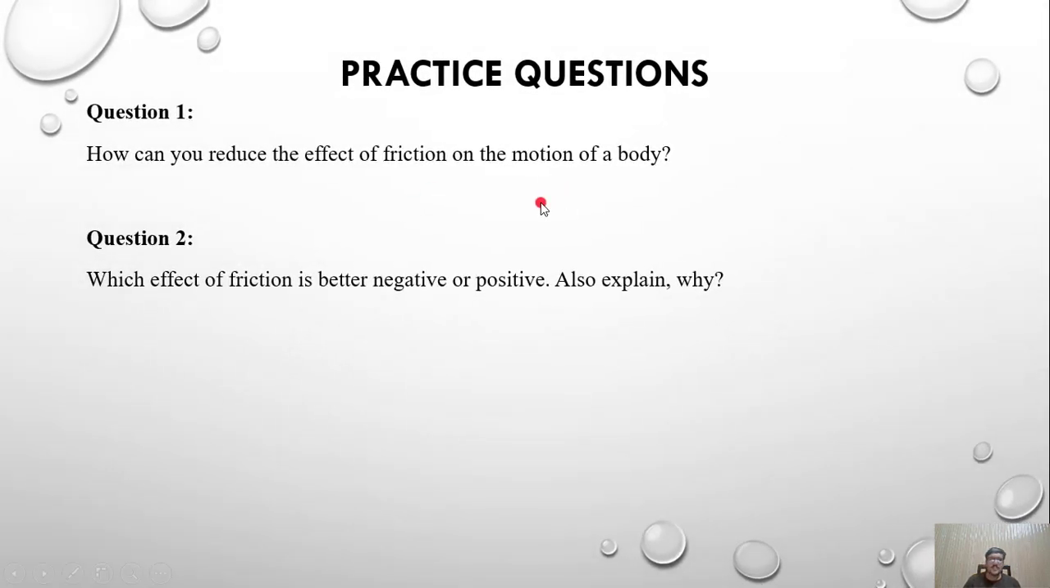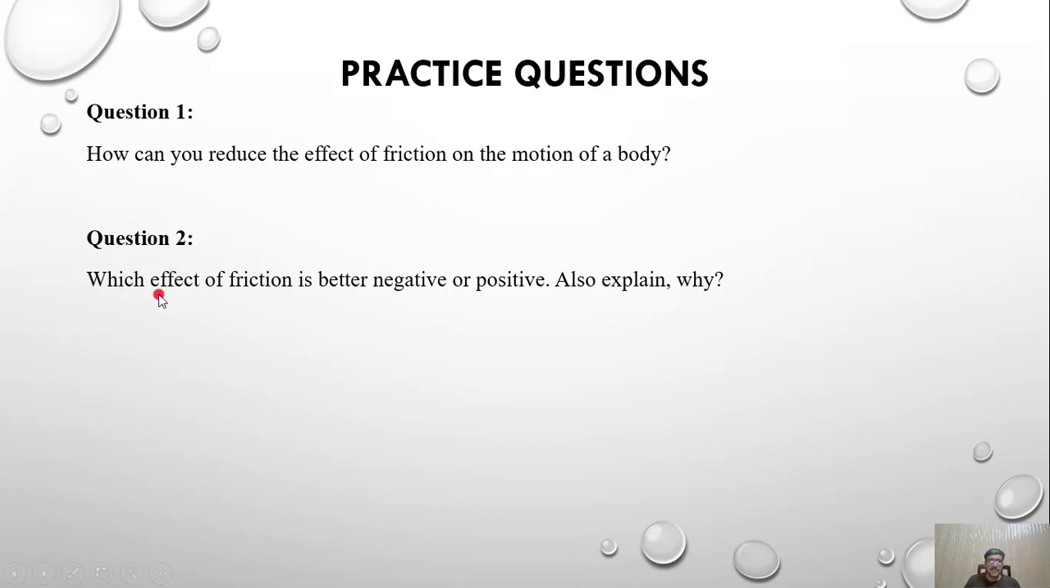So here are the practice questions. How can you reduce the effect of friction on the motion of a body? We have studied some effects of friction. Now you have to think about where we have to reduce the effect of friction, either when there is a negative effect of friction or when there is a positive effect of friction. According to that, wherever we have to reduce the effect of friction, you have to tell that in this scenario we have to reduce the effect of friction, and you have to tell by which means, by which ways we can reduce the effect of friction.